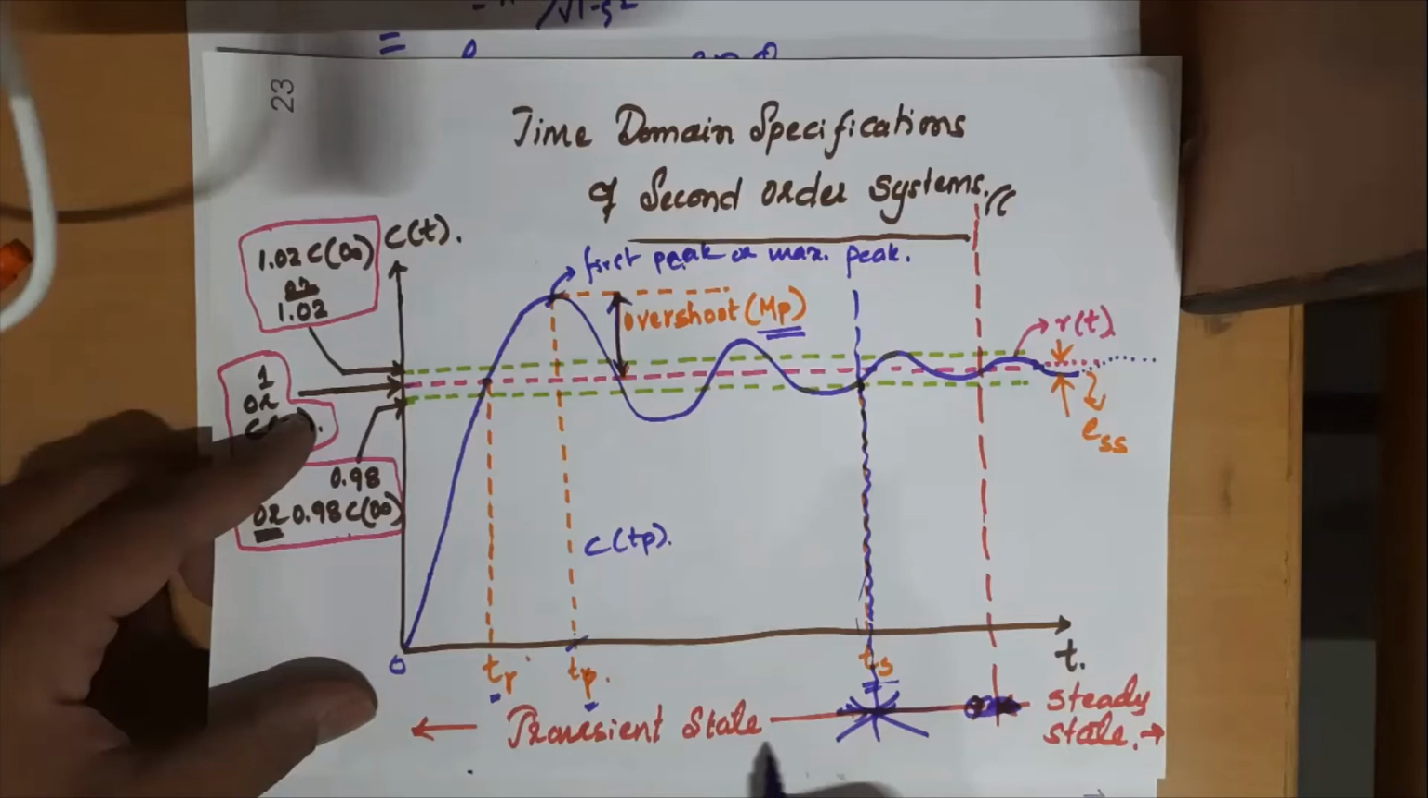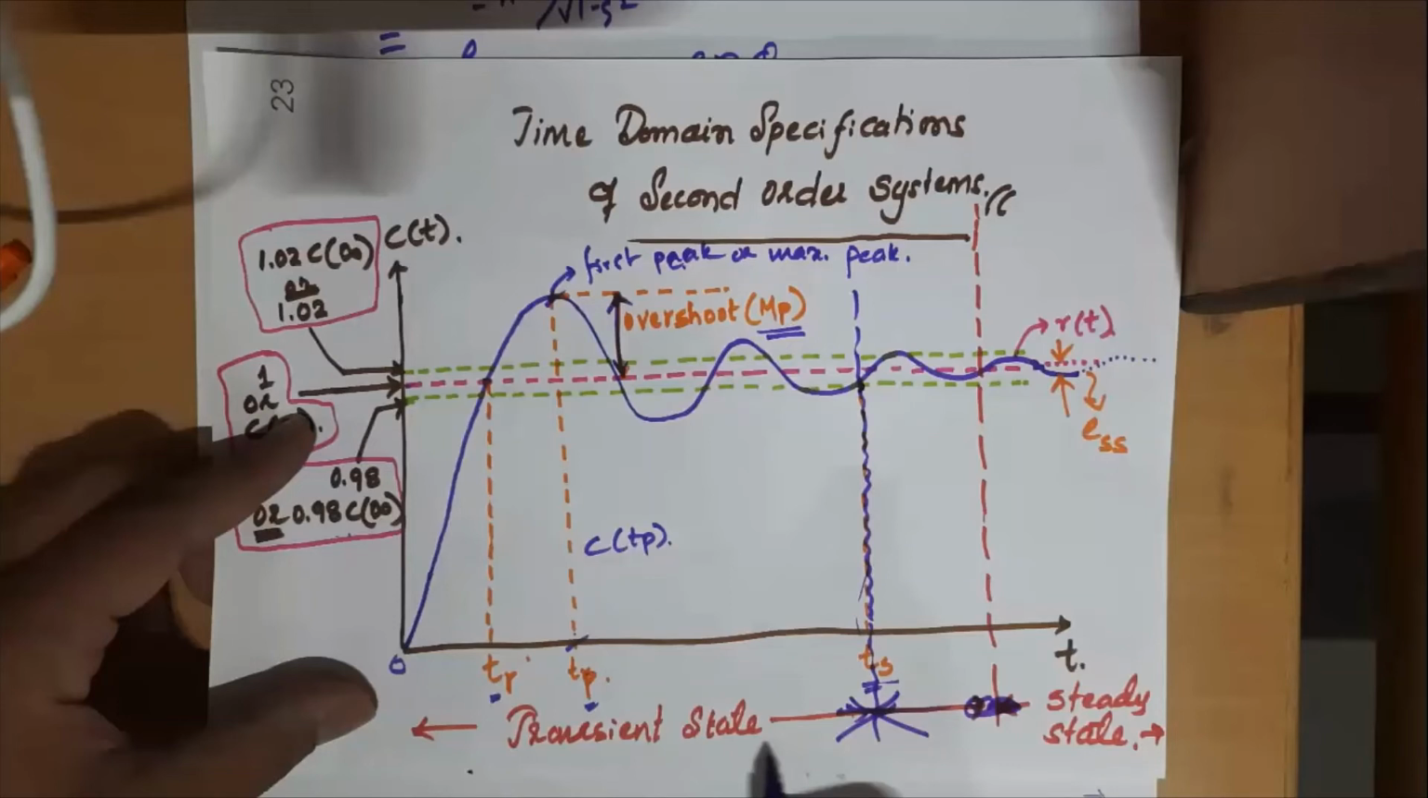So the standard accepted convention is, if you subject any system to any input and the oscillations are retained within plus or minus 2% of the final value, it is usually considered steady state. Okay, but the ideal definition of steady state is that there should be zero oscillations. In a practical scenario, we are okay with just plus or minus 2% oscillations.